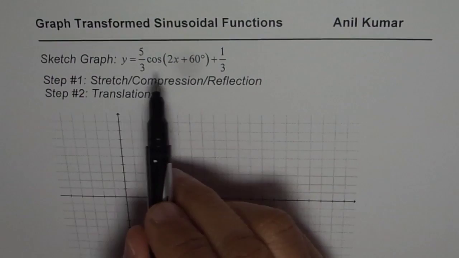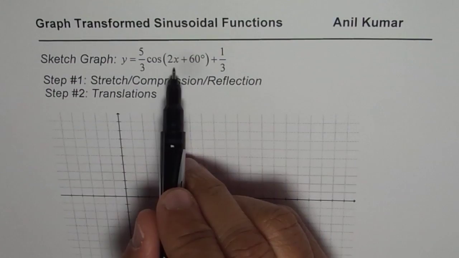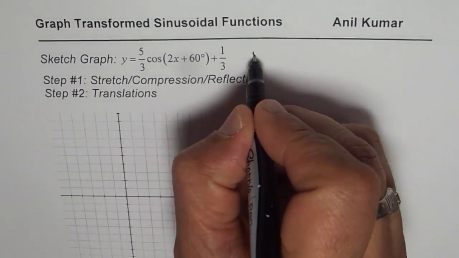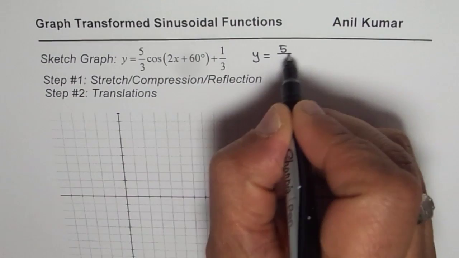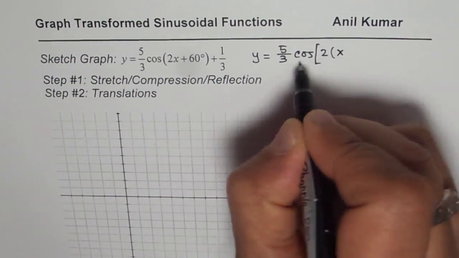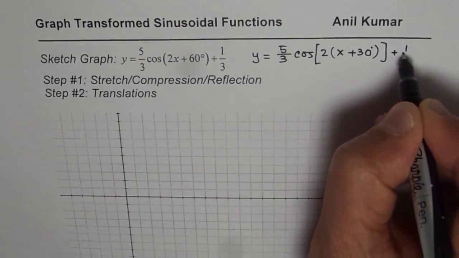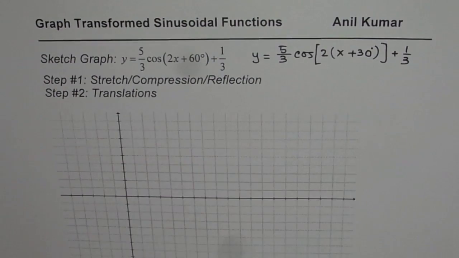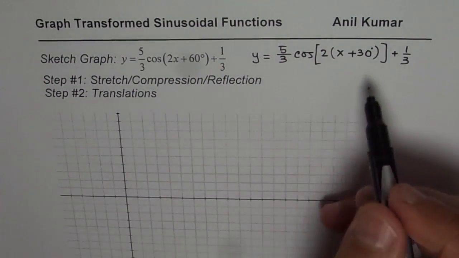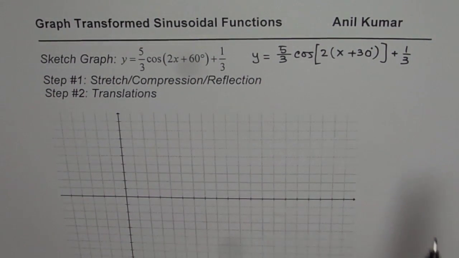Whenever we are given an equation like this, the very first step should be to rewrite the equation in the correct form. So we'll write this as y equals 5 over 3 cos of 2, factor out 2, otherwise you'll make a mistake, then we have x plus 30 degrees, plus 1 over 3. So that is how the equation should look. Now from this equation you know that the axis is 1 over 3. So you can write down the characteristics if you want.